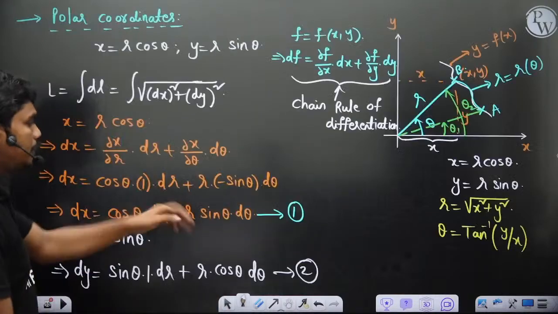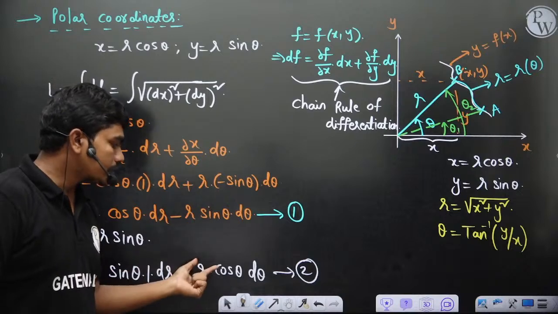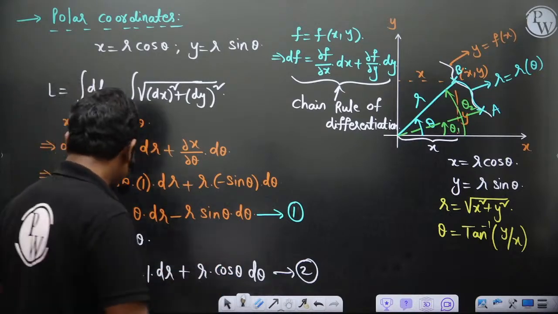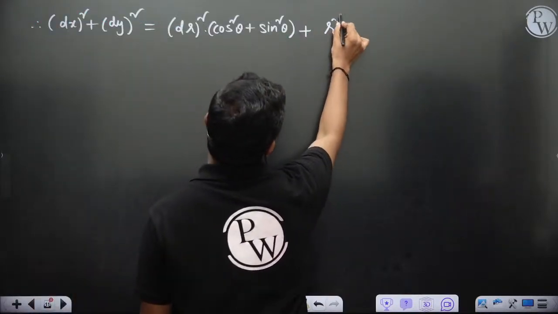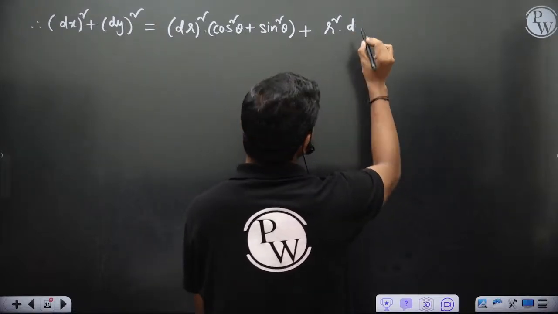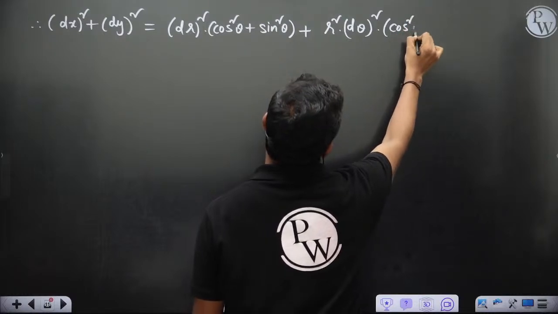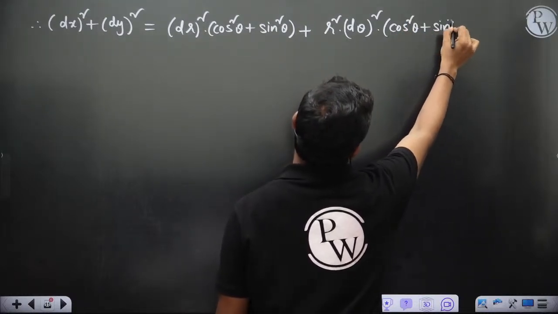Next, the square terms. So this term would be r square sin square theta d theta square, and r square cos square theta d theta square. Okay, which means if you look carefully, you have r square d theta whole square into, again, cos square theta plus sin square theta is what you get.